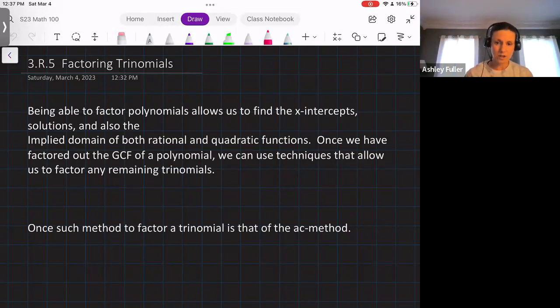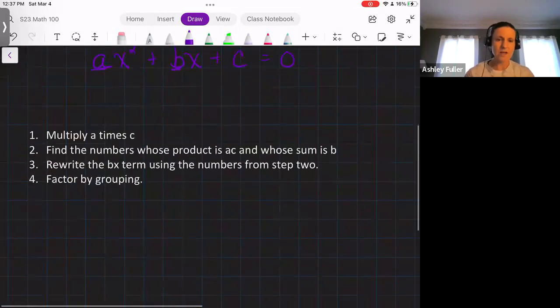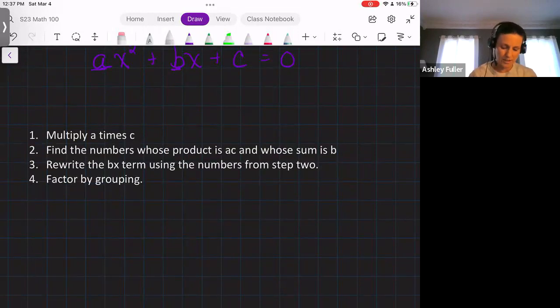One of the methods that we're going to use is the AC method. What we're referring to is that if we assume that all polynomials can be written in the form ax squared plus bx plus c equals 0, the leading coefficient is the a, the middle term is b, and the constant term is c. They have to be written in this form to use the AC method. The steps for the AC method are shown below, and let's apply them here to an example.